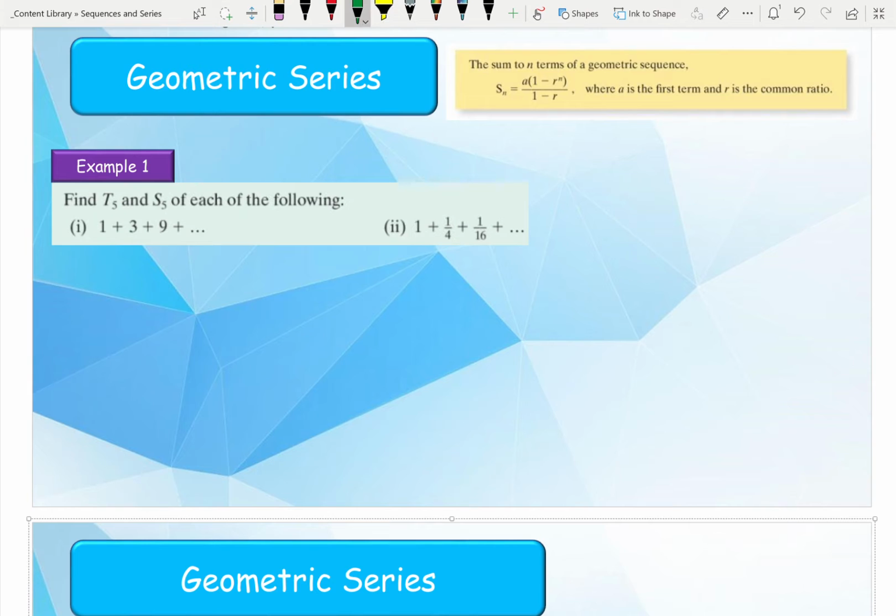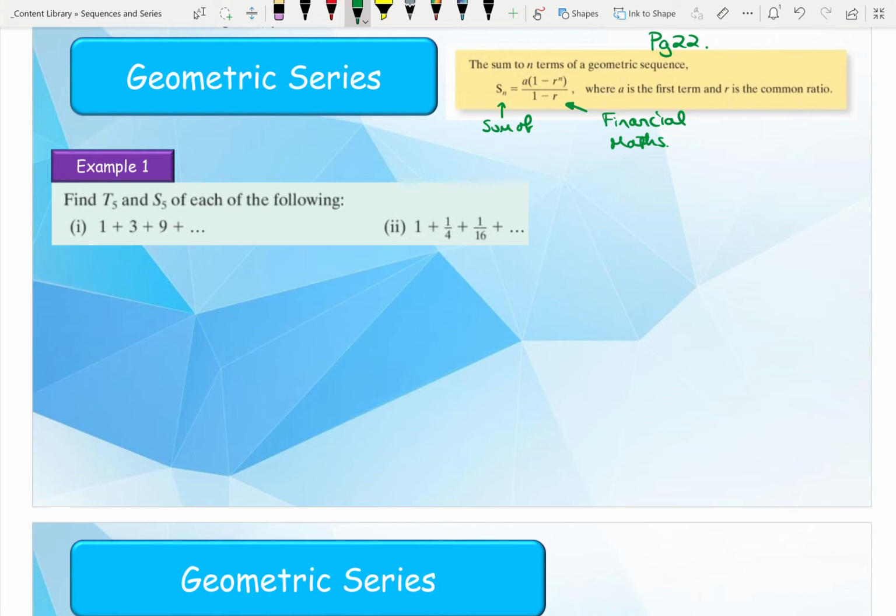So on page 22 again in your log tables, you're going to find our next formula for the geometric series, which is the Sn formula, which is a reminder, this means the sum of formula: a by 1 minus r to the power of n, all over 1 minus r. Now this formula in particular, guys, is going to be crucial when we start looking at financial maths, if you want to write that in beside it.